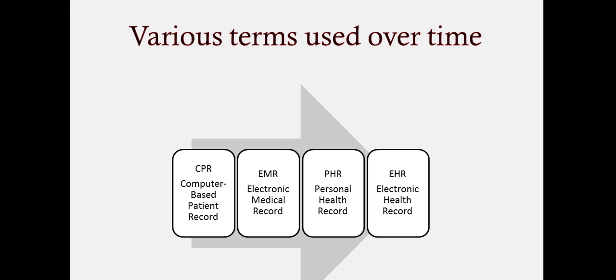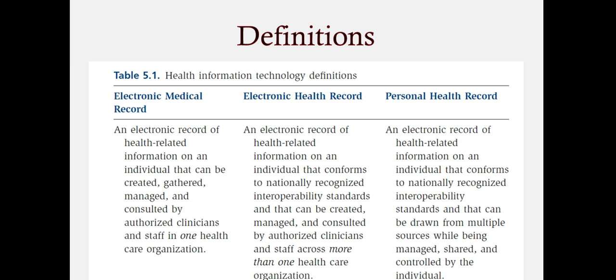Like I said, you can go over this for the EHR, PHR. Now these are the definitions of EMR, PHR. If you look at the definition of EMR, it is an electronic record of health-related information on an individual that can be created, gathered, managed, and consulted by authorized clinicians and staff in one health care organization. Whereas a personal health record is information on individuals that conforms to nationally recognized interoperability standards. So the electronic medical record is specific to a clinic.